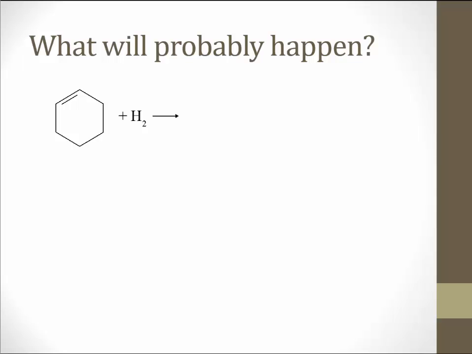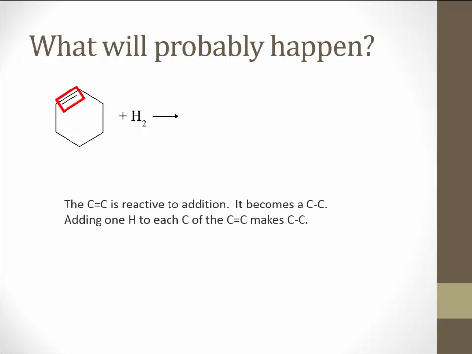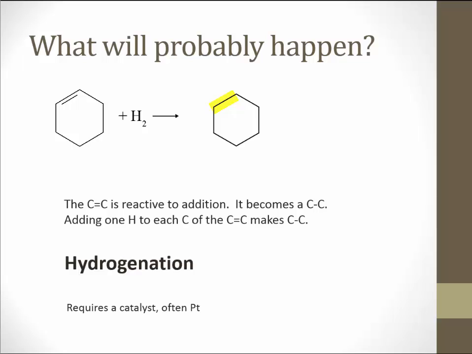So what will probably happen here? We have the same setup, just a different starting compound. C double bond C, we have some hydrogen. Reactive to addition, put one H on each, and we have single bonds, so our product would look like that. Count it out. This used to have one H and another H. Now it has two H's and two H's if you go around. Another hydrogenation requires a catalyst, platinum.